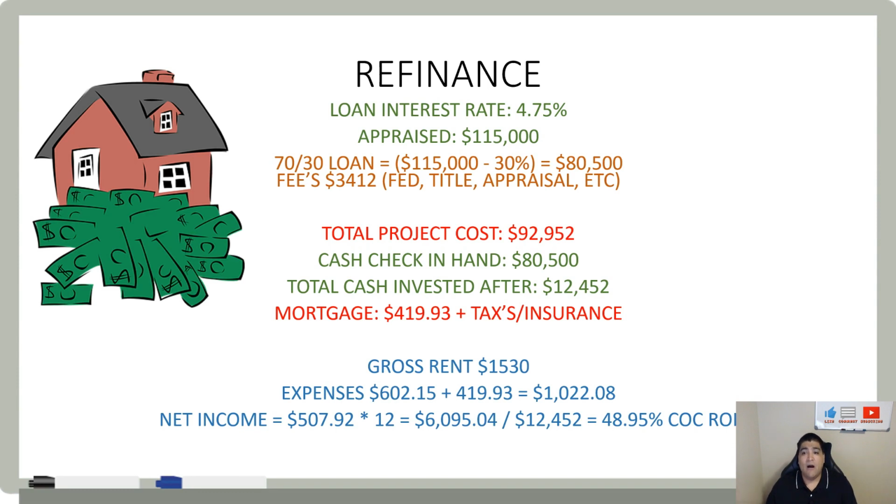So I appraised at $115,000. I went with a 70-30 loan, just meaning that I was able to withdraw 70% of this equity and leave 30% of the equity within the deal. So $115,000 minus 30% leaves me with a loan of $80,500.